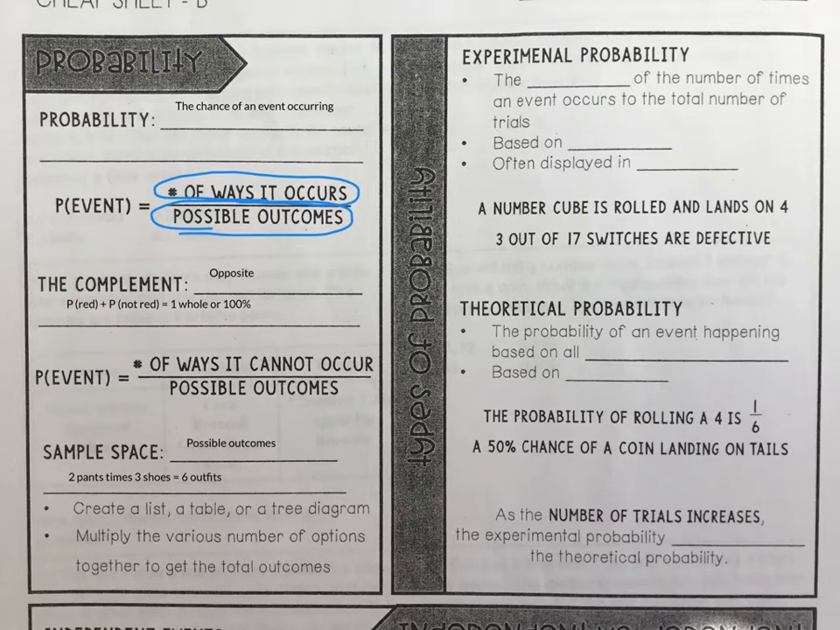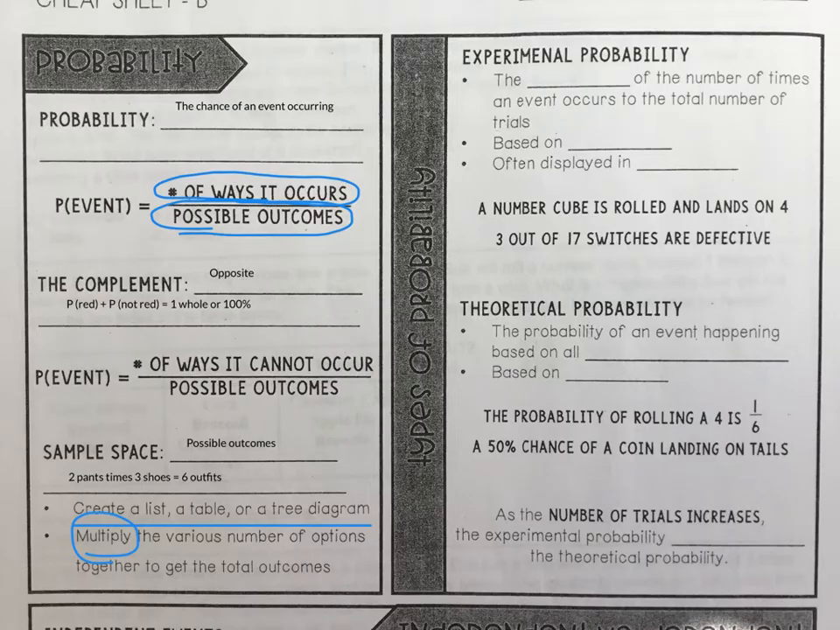So that's called the fundamental counting principle. You can see you've got more information about that right down here below. To find your sample space, you can create a list, table, tree diagram, and you can also multiply. That's kind of the shortcut way. Okay, come over to the next box.